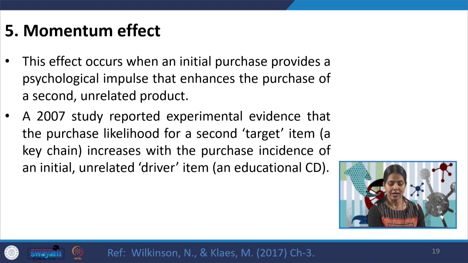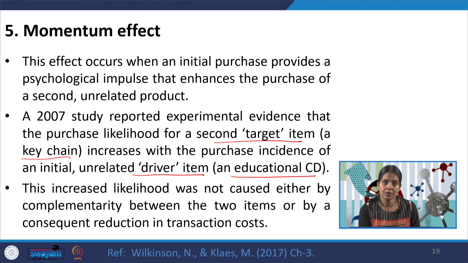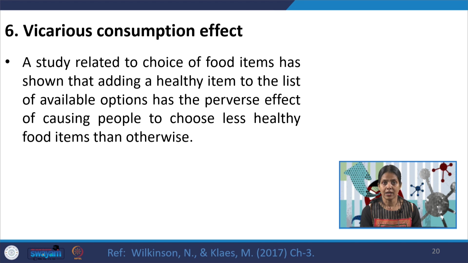So, this is a driver item in the sense that in the experiment individuals were supposed to buy an educational CD, but they ended up purchasing a second target item which is completely unrelated to the educational CD, say for example keychains. This increased likelihood was not caused either by complementarity between the two items or by consequent reduction in transaction costs either. Next we talk about the vicarious consumption effect.